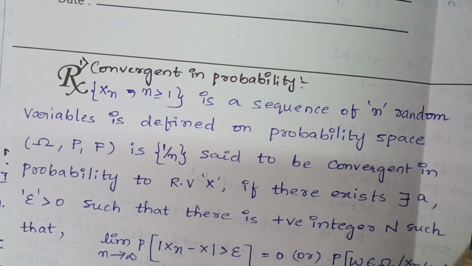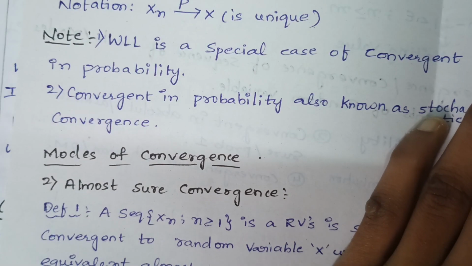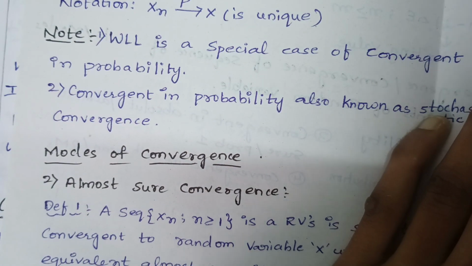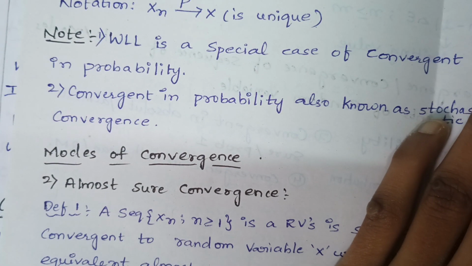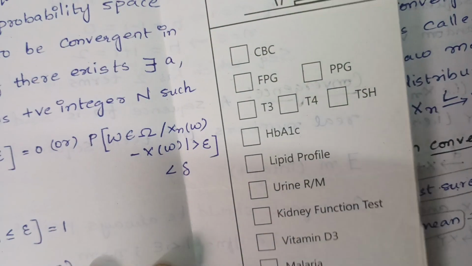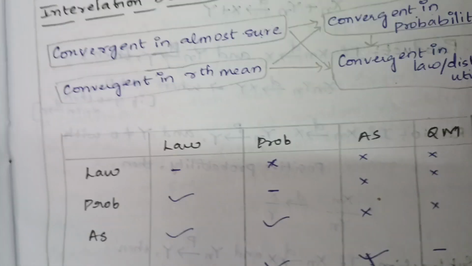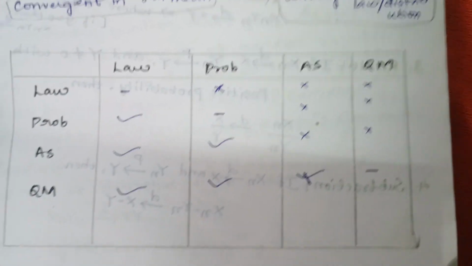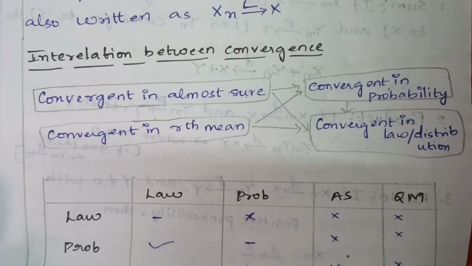And the next topic you need to learn in unit 2 is modes of convergence. There are 4 types of modes of convergence, right? Which are convergence in probability, almost sure, quadratic mean, and in law. This table is very important, and their interrelationships.